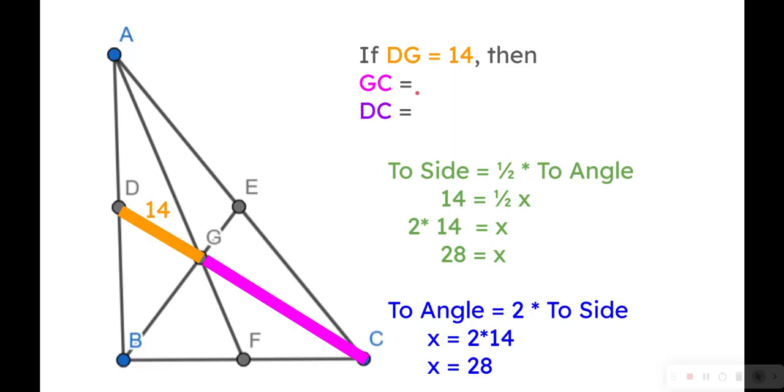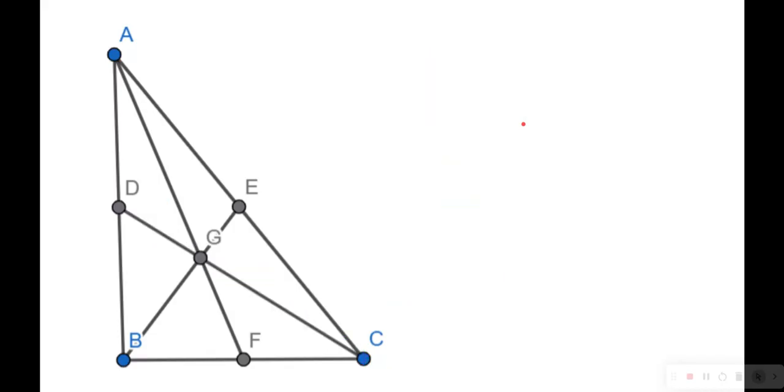So CG is 28. Now if I know CG is 28 and DG is 14, all together D to C, I add them and I get 42.